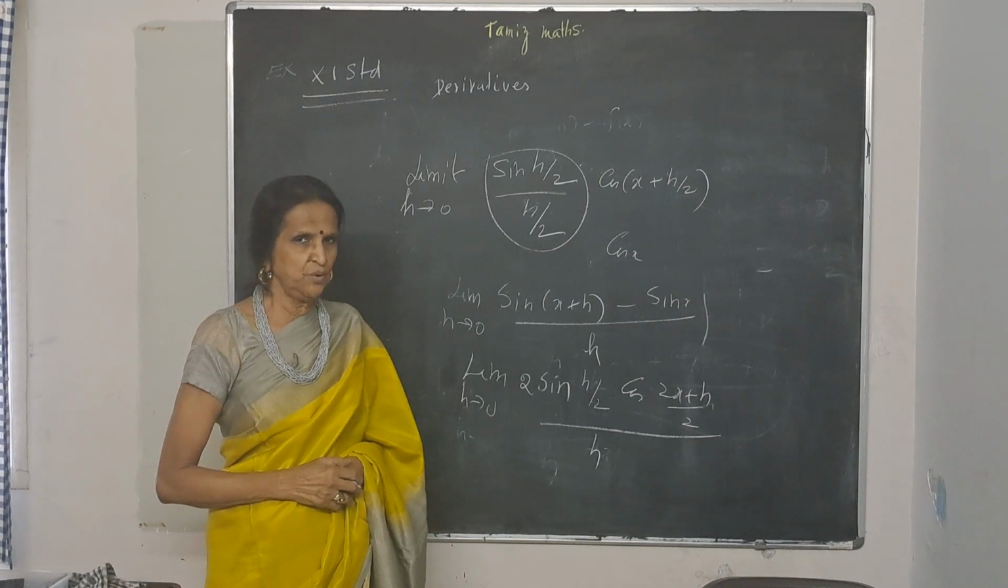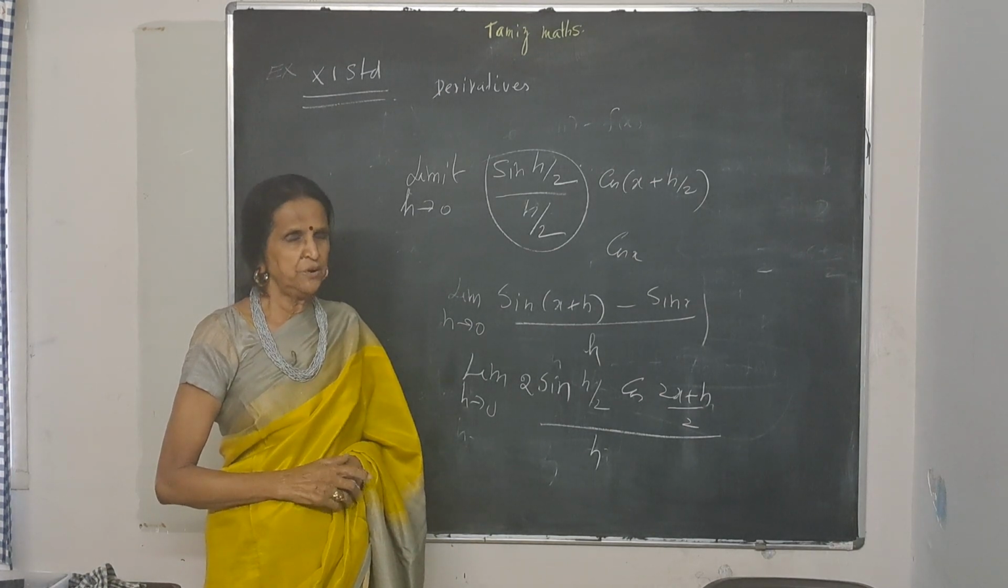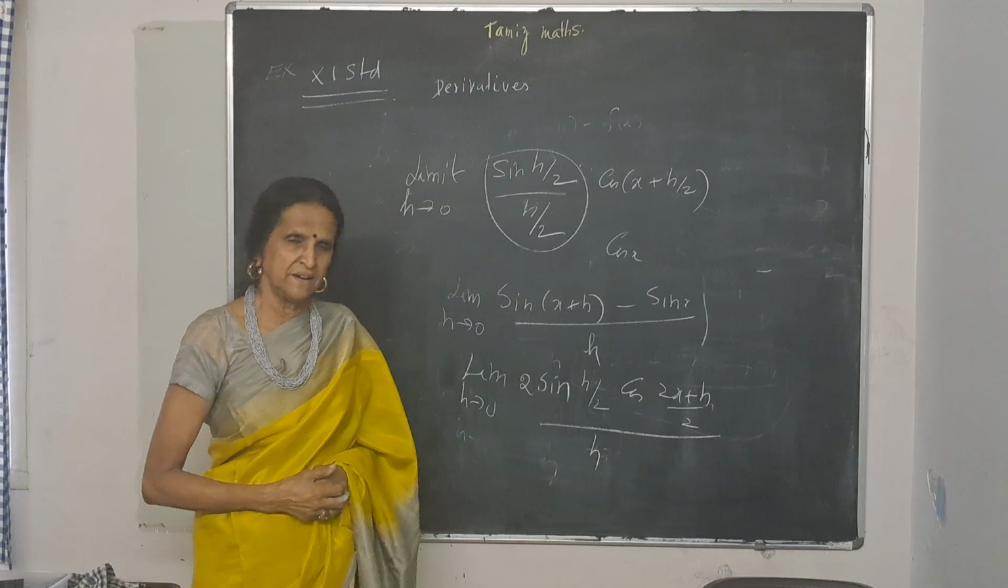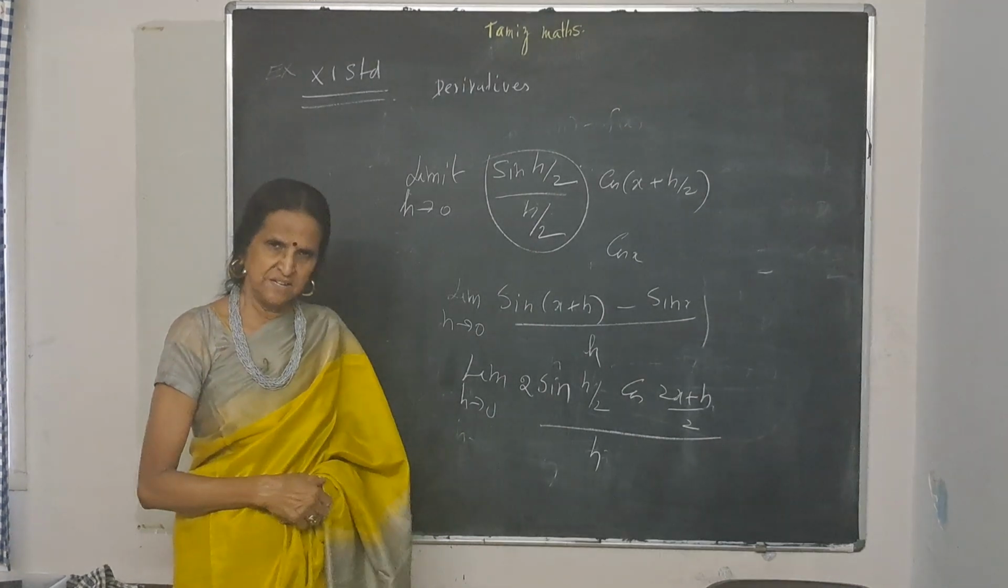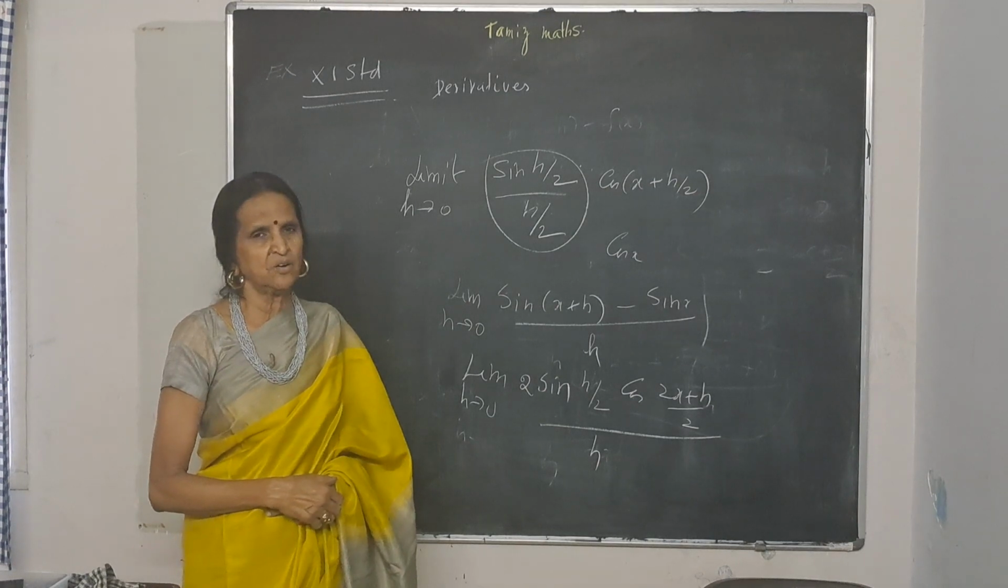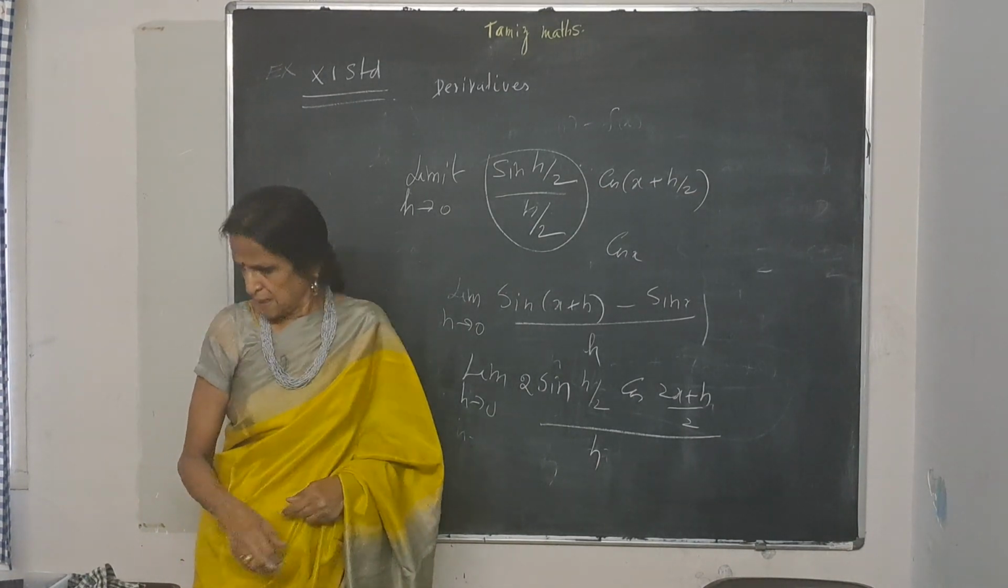The process you do, you differentiate. When you differentiate sine, what will you be getting? You will be getting cos. Like that, you can do all this independently, and this is called the first principle method.